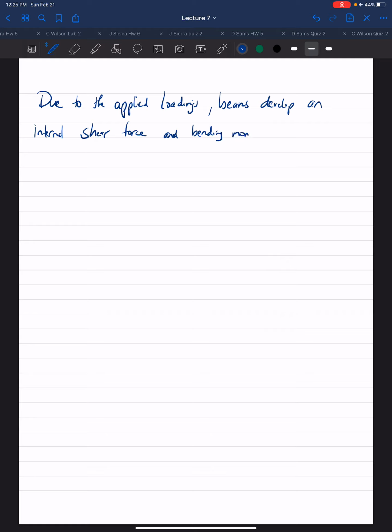So because of the applied loadings, beams develop an internal shear force and bending moment that vary, that's the key word here, vary from point to point along the axis of the beam.